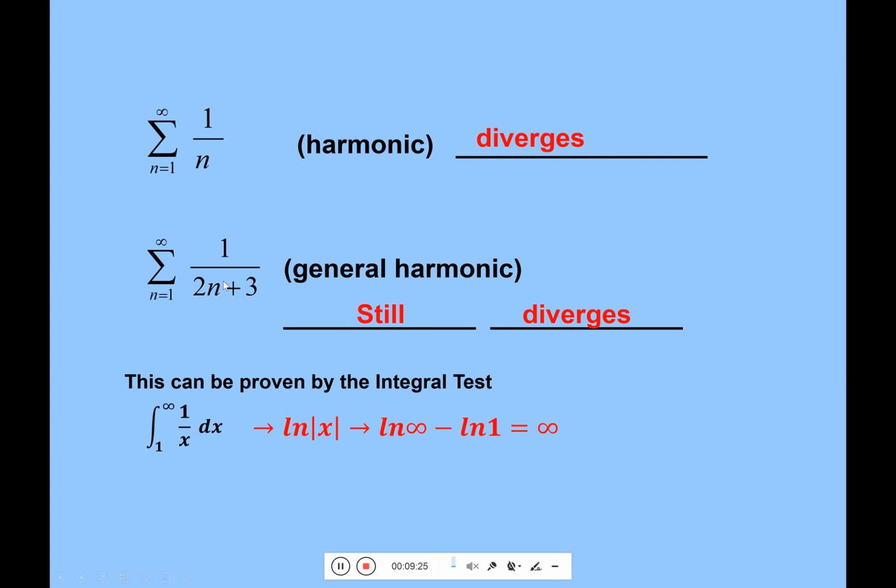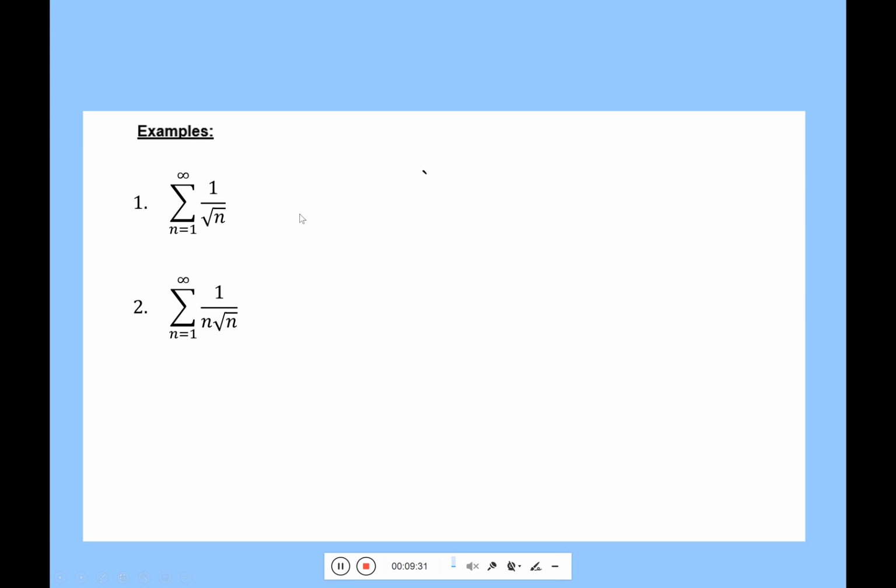It's still, as far as how fast this function is decreasing, very similar. Okay, so it's still a diverge. With that in mind, these are pretty straightforward. If I have 1 over the square root of n, well, that's a p-series, right? Because isn't it n to the 1/2? And if the exponent is less than 1, boom, we know it's a diverge.